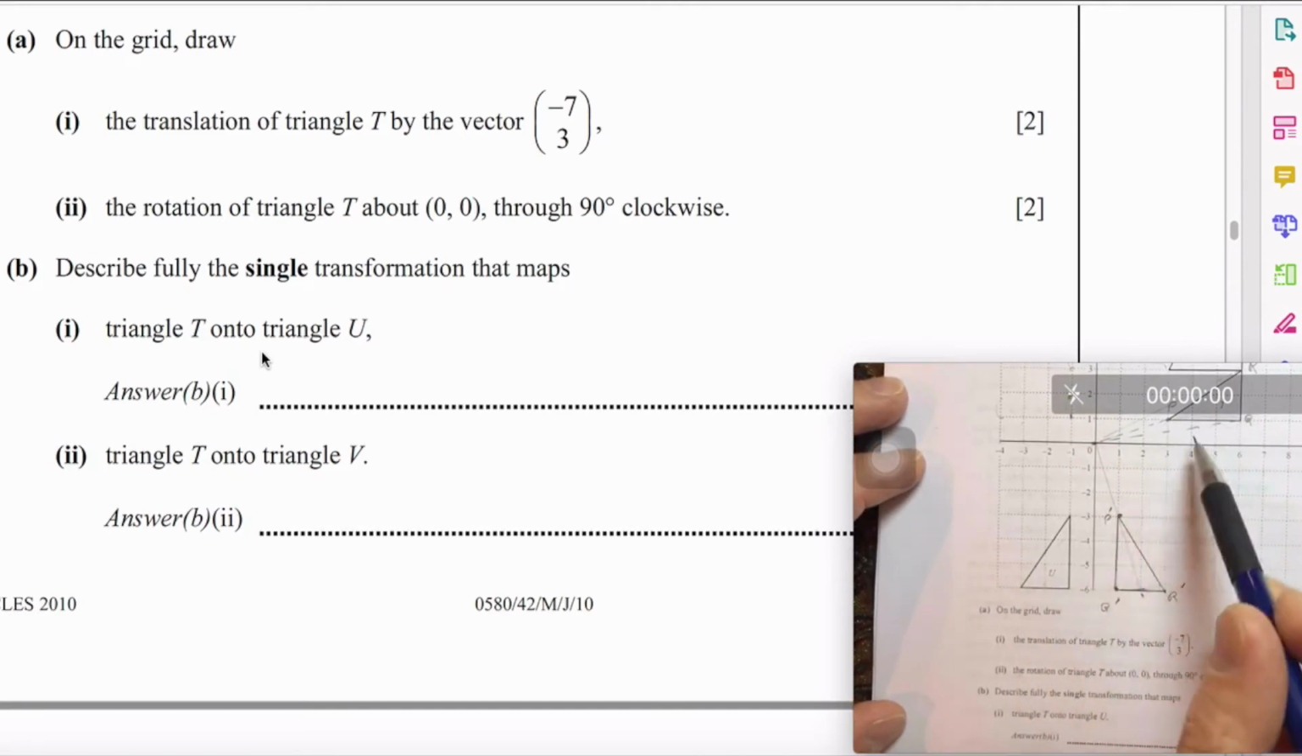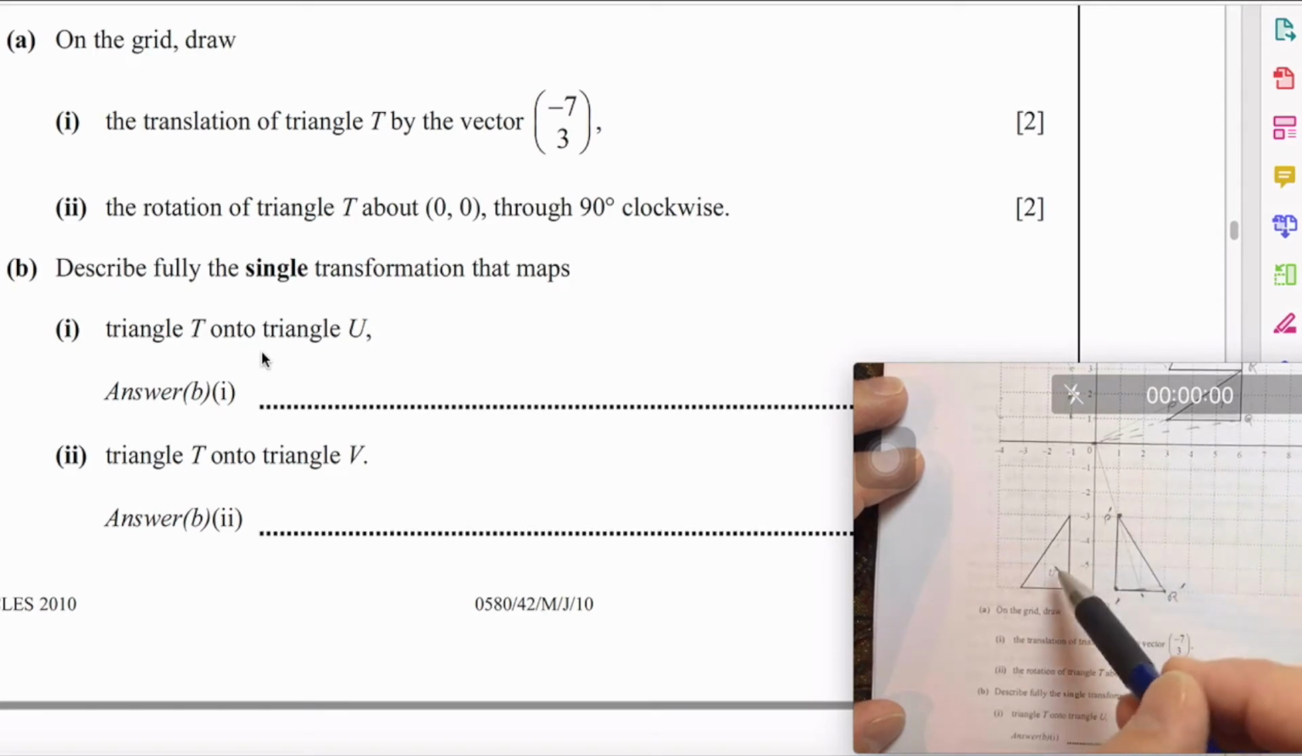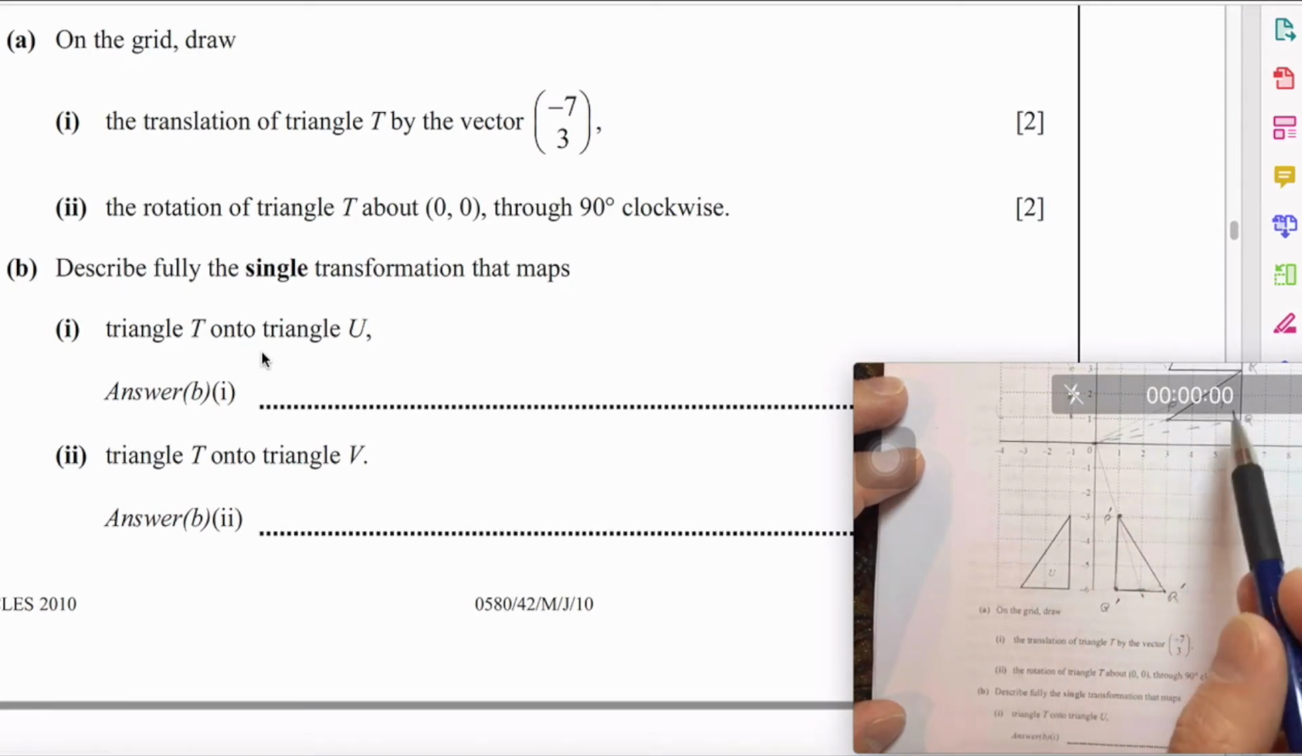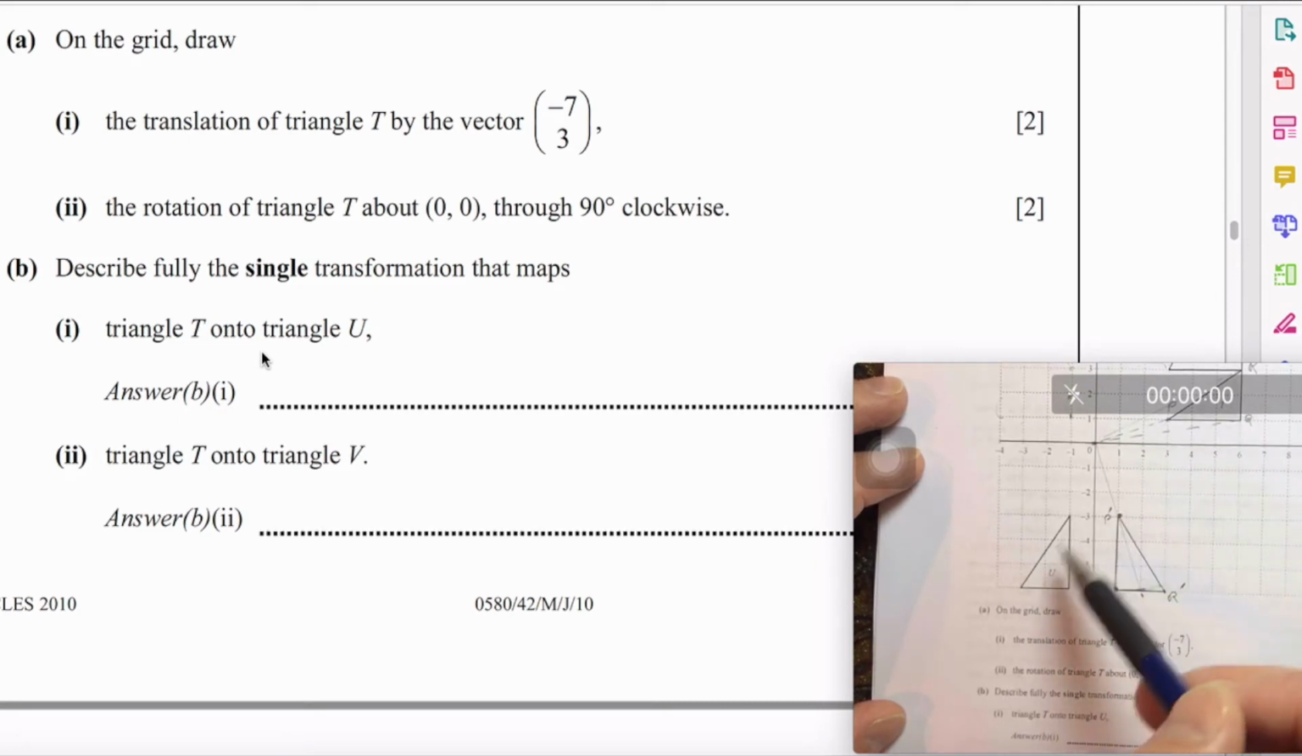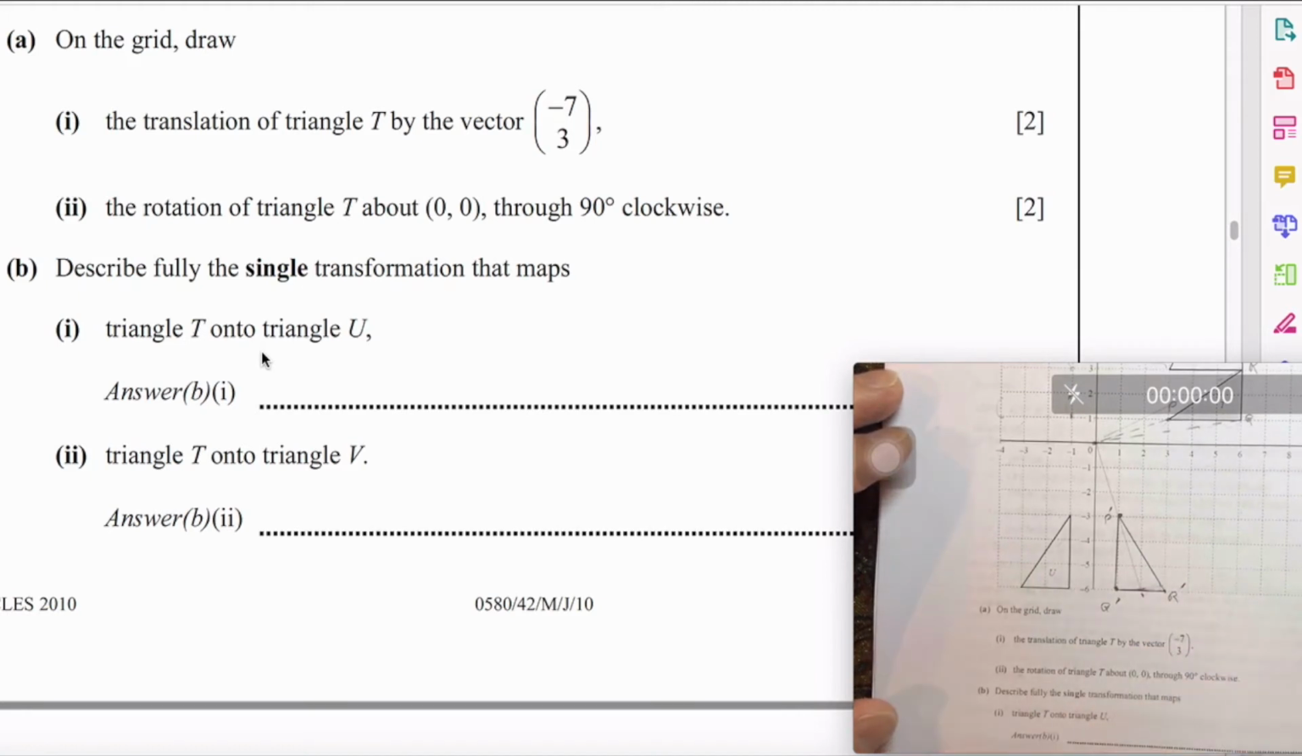But here you see that the orientation has changed. In a translation, orientation won't change, but here it has changed, so it is not translation. So the other type which remains is reflection. But what type of reflection do you see here? Now, we have three types of reflection.